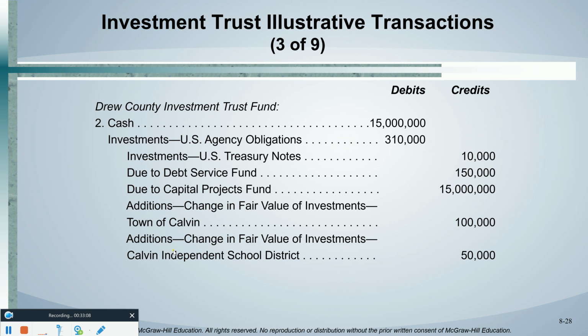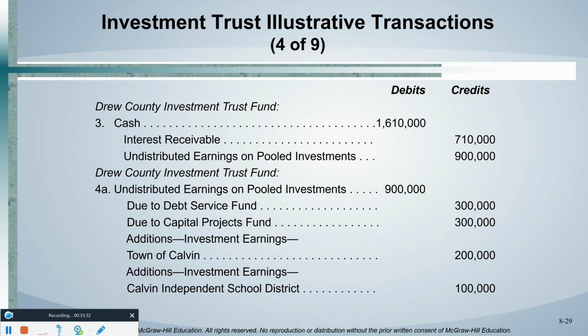The town of Calvin and the Calvin School District, they are external participants. That's why we credit the additions account. But the debt service fund, they are an internal participant. And by the way, at this moment in time, the Capital Projects Fund, because they are also part of Drew County, they are also going to be an internal participant. So out of the 4 participants in the pool, 2 are internal and 2 are external.